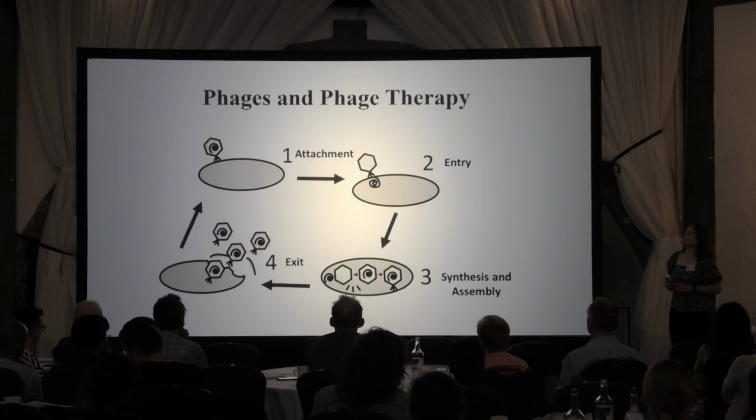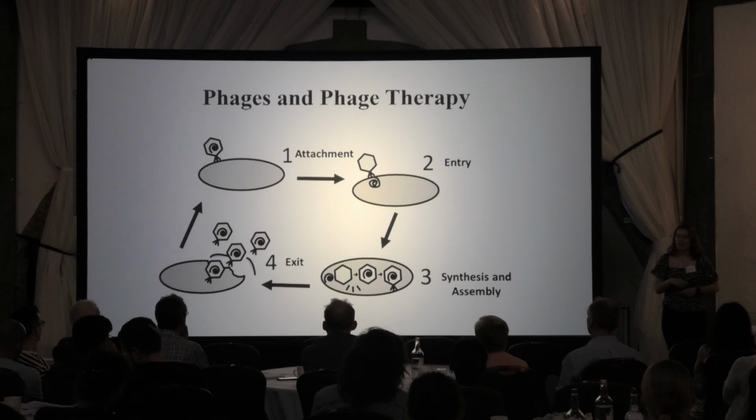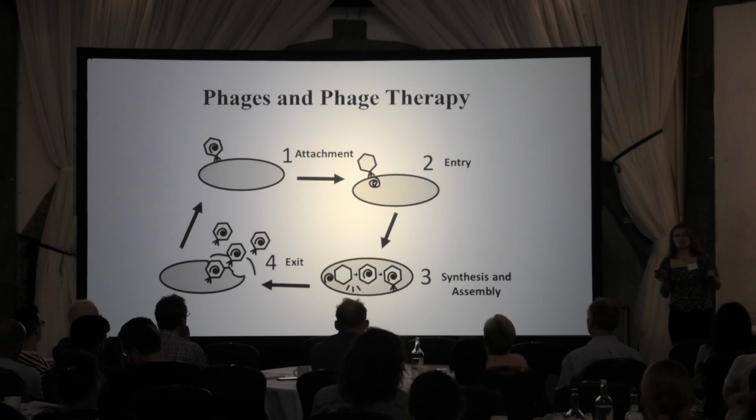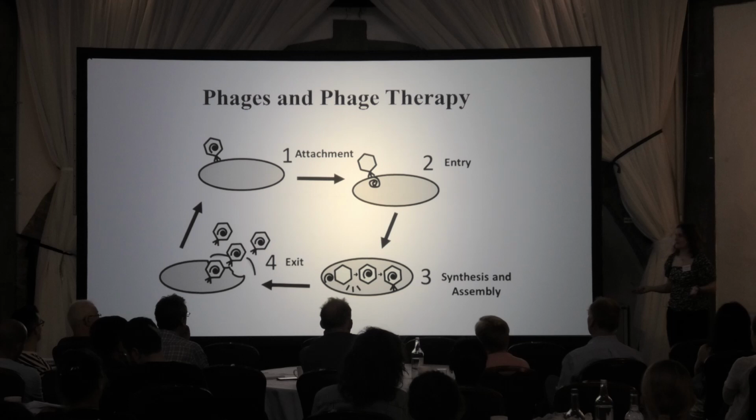So we have attachment, entry, synthesis and assembly, and then the fourth and last step, exit, is the important one when we're looking at phages and their use for phage therapy. Essentially, when the viral progeny are ready, they burst forth, lysing the cell, which kills the host. You can see why that would be important for fighting bacterial infections, killing the host, thus hopefully ridding the infection. So essentially, in short terms, they have a lysis to kill.